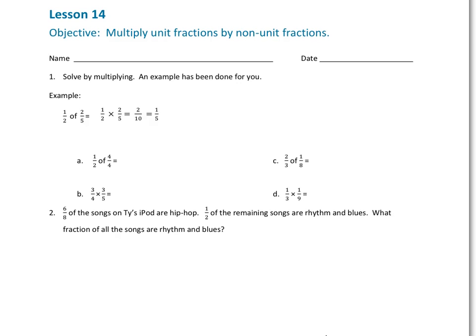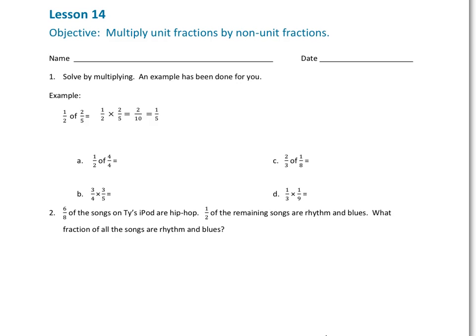The example says, 1/2 of 2/5 equals 1/2 times 2/5. Now all you do from here is you multiply the numerators. 1 times 2 is 2. And then you multiply the denominators. 2 times 5 is 10, and you get 2/10. Then when you simplify it, 2/10 can be simplified down to 1/5. Let's solve A, B, and C together, and then we'll have you try D at home.